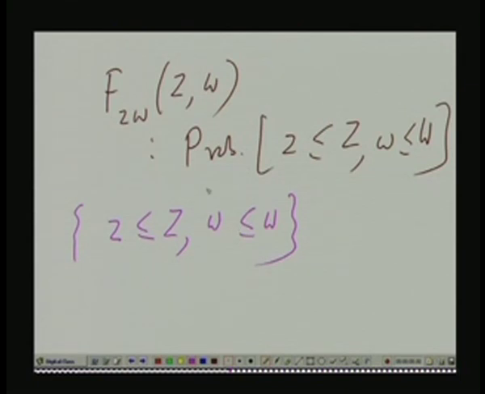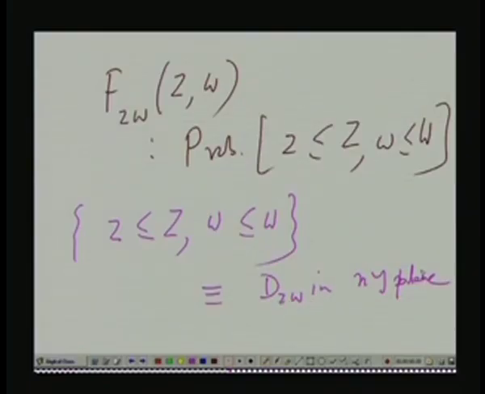So, this describes an area in the ZW plane where, for any point z comma w, we have z less than or equal to capital Z, and w less than or equal to capital W. This corresponds to some area dZW in the xy plane. That is, for any x comma y belonging to this area dZW, the corresponding small z and small w satisfy this relation. This means the probability of z and w simultaneously satisfying these inequalities is the same as the joint probability of x and y remaining within this area dZW in the xy plane. Okay.